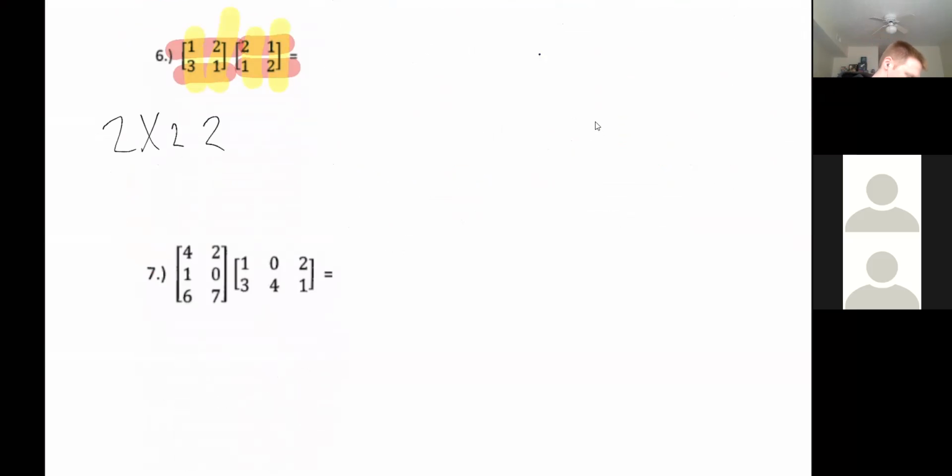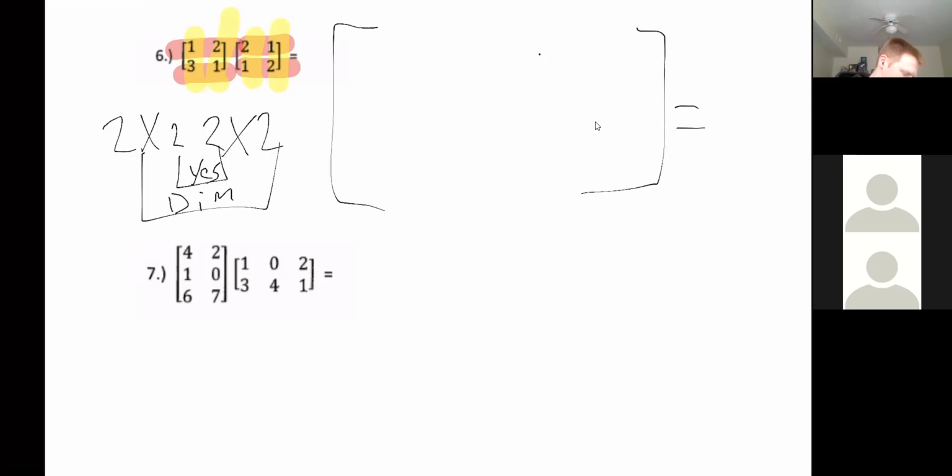Oops, I don't know why I did that. Left so much space. 2 times 2. So the inside numbers match. That means you can multiply. The outside numbers tell you what your answer is going to look like. So I'm going to just, once again, because I write big, give myself a lot of space to write these out.